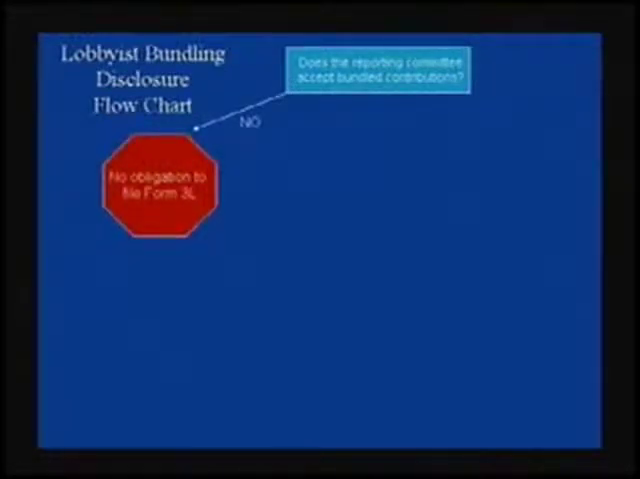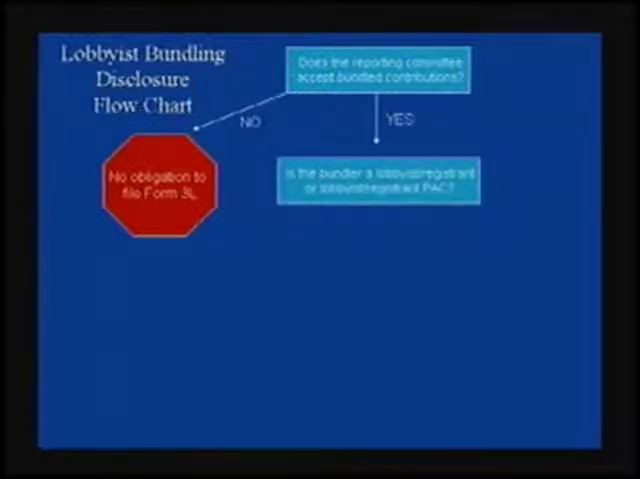What this really boils down to are 3 basic questions you would ask to determine if you need to file Form 3L. First question is, does the reporting committee, again, the party committee, leadership PAC, or campaign, accept bundled contributions? Basically, do you give credit for contributions that you receive? And some people in their questions said, we don't give credit. So if the answer is no, you don't have to file Form 3L. You don't have to worry about these rules. But let's say you do give credit. The next question you need to ask is, do you give credit to folks who are lobbyists, registrants, or lobbyist registrant PACs? Remember, we talked about how you determine that through those 3 websites. And if the answer is, we give credit, but we don't give credit to lobbyists, then you don't have to file Form 3L.